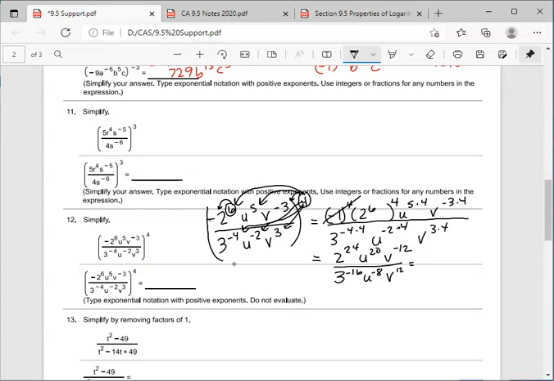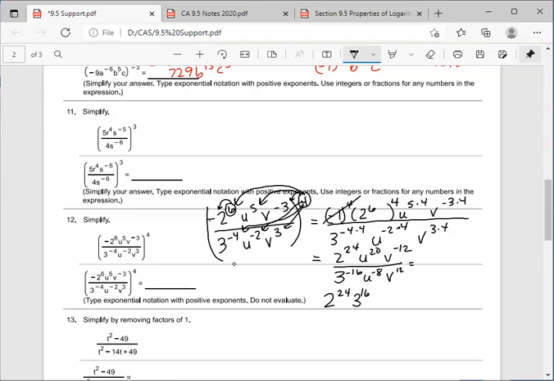So we've got 2 to the 24th, definitely staying on the top because that's a positive. If you type that in your calculator, it's going to be so huge that they don't want you to do that. They just want you to say 2 to the 24th. 3 to the negative 16. Well, right now this is on the bottom, so we need to move it to the top to get rid of the negative. So it'd be 3 to the 16th.